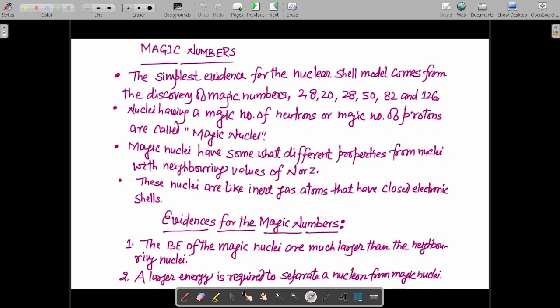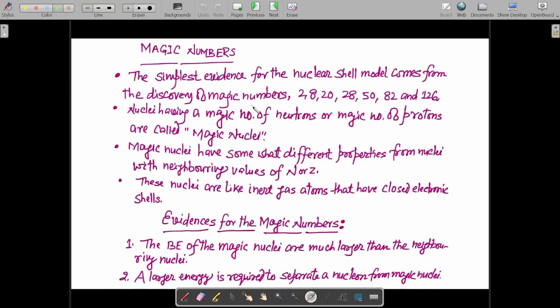So magic numbers are the simplest evidence for the nuclear shell model. What is the evidence for the nuclear shell model? There must be some evidence. How is the nuclear shell model verified in real life? Because in real life we cannot look inside the nucleus. We cannot have a high resolution microscope and look at the nucleons, because nucleons are such tiny particles that we cannot see them even with a powerful microscope.